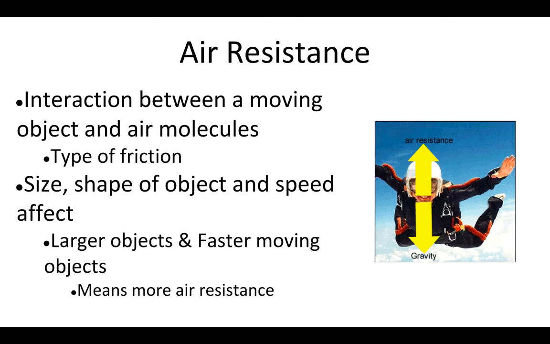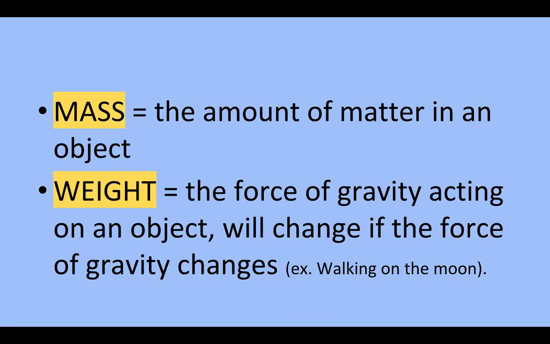Air resistance, an interaction between a moving object and air molecules. It's a type of friction. Size, shape of the object, and speed affect it. Larger objects and faster moving objects mean more air resistance. So, you see the skydiver? Skydivers, airplanes, race cars all have to take into account the air resistance or the friction of the air.